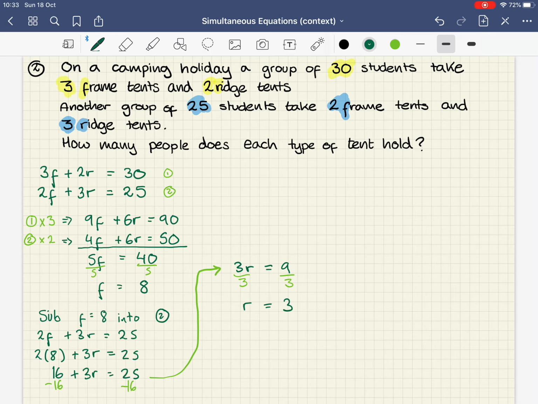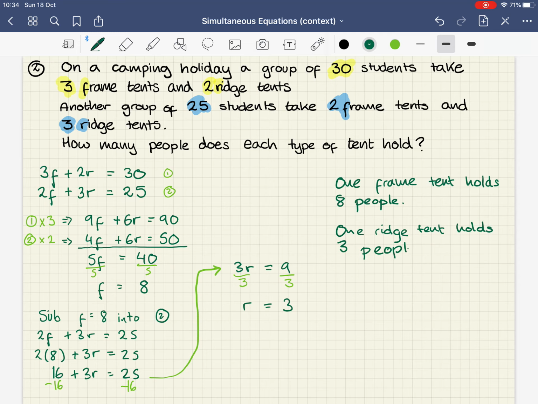So then I need to take my answers and put them into the context. So 1 frame tent holds 8 people. 1 ridge tent holds 3 people. And so that is how to solve a simultaneous equation in context.